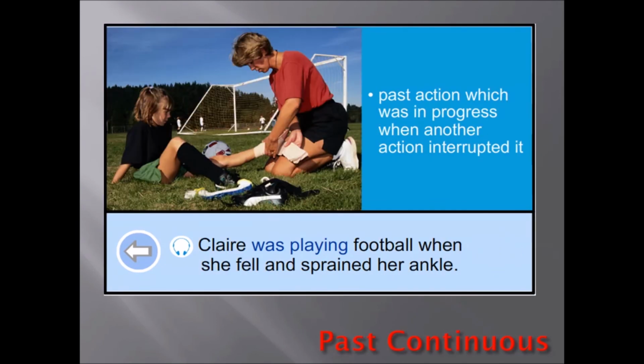And the last example is Claire was playing football when she fell and sprained her ankle. So here we have a past action which was in progress when another action interrupted it. So, when she fell and sprained her ankle, her playing football was interrupted.